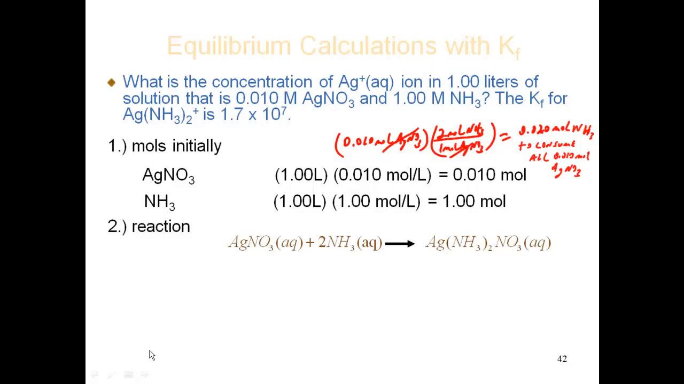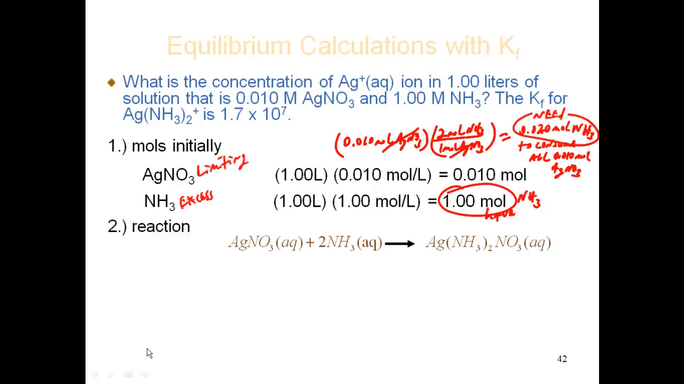Well, since I have 1 mole of ammonia and I only need 0.02 moles of ammonia, is my ammonia in excess or limiting? Well, I got 1, I need 0.02, then I have a large excess of ammonia. So therefore my ammonia is in excess and my silver nitrate is my limiting reagent.